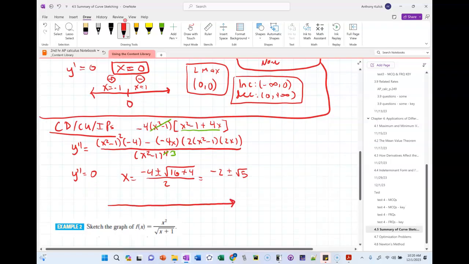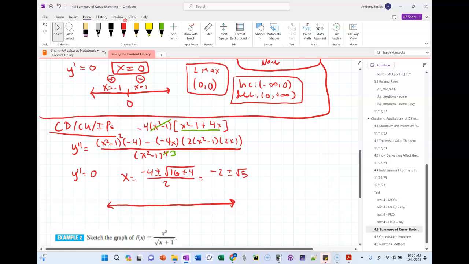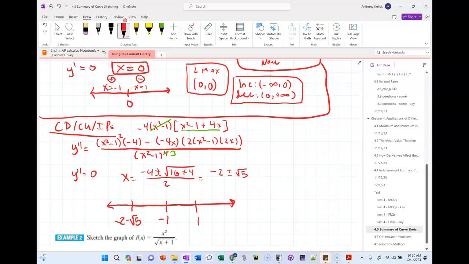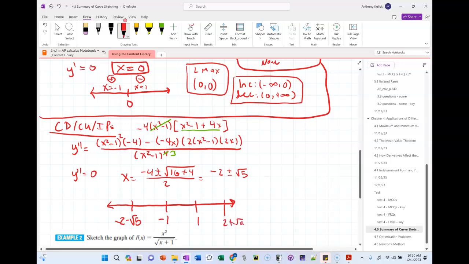Now I do have to be a little bit careful here because I know my function can change concavity at these inflection points, but where else can it change concavity? At a discontinuity. How many discontinuities do I have in this function? 2, -1 and +1. So I also need to account for those when I do this. So we'll pick some test values here.